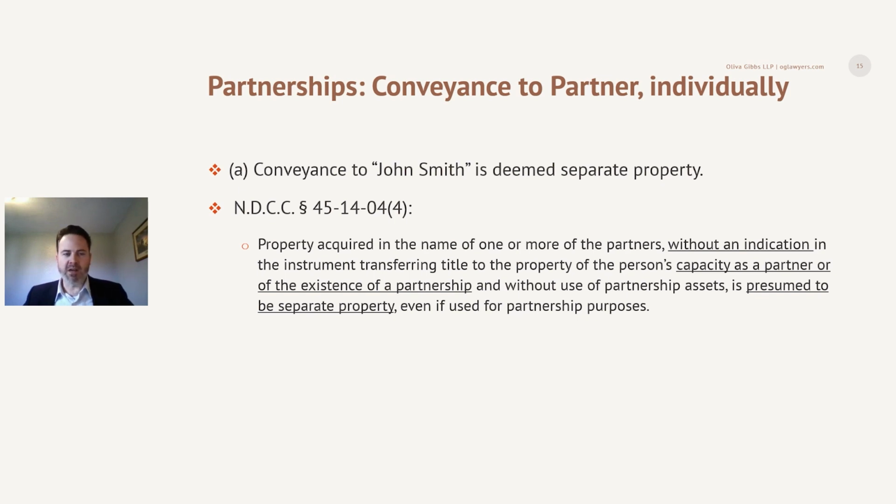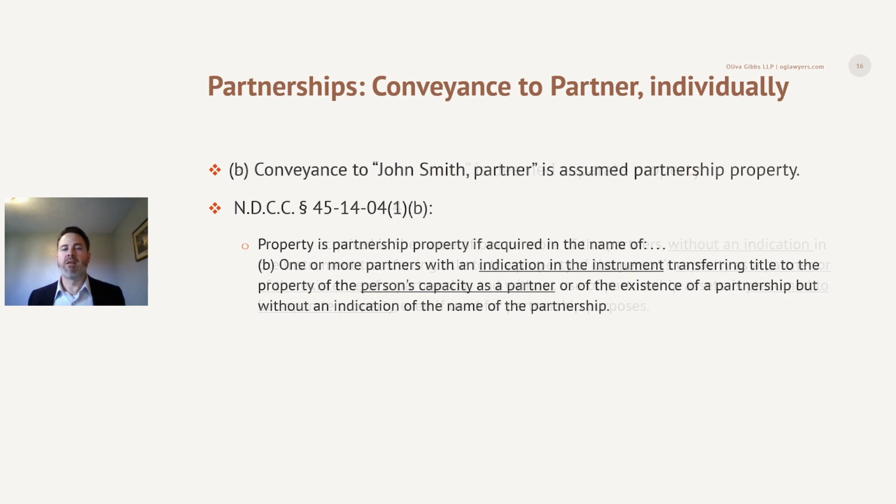So in this case, the blank conveyance to John Smith will be deemed to have transferred the interest to John Smith individually. Moving along to the second example where the label partner is attached to John Smith's name.